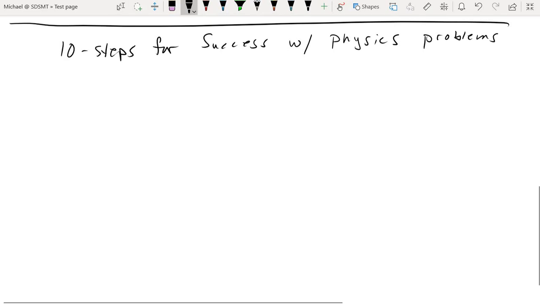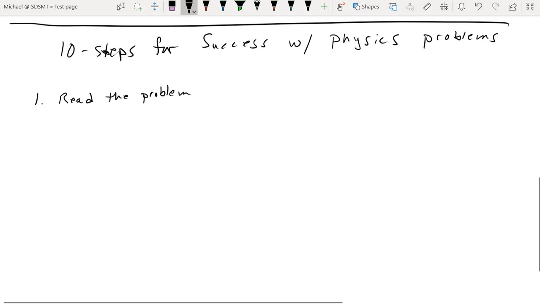And so consider that you are presented with some kind of a physics problem. So you're sitting down to do your homework one night. You have a problem that is presented to you. So what's the very first thing that you should do? Well, the very first thing that you should do is you should read the problem.